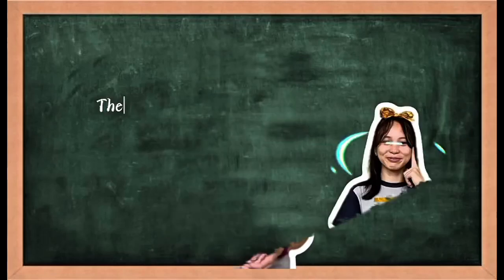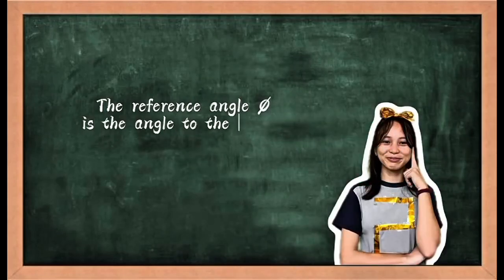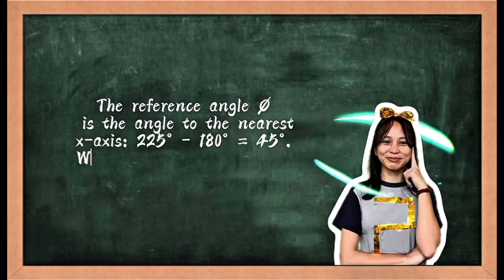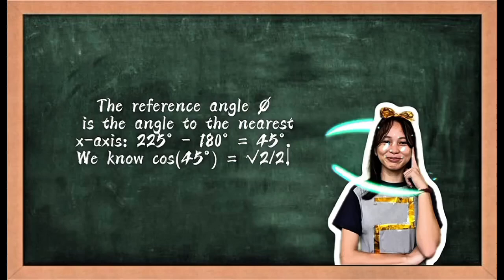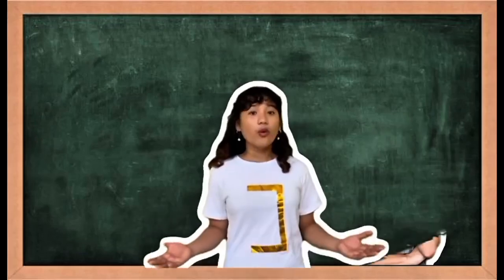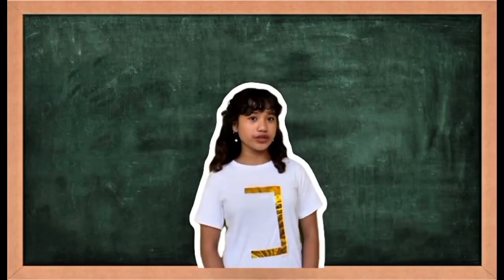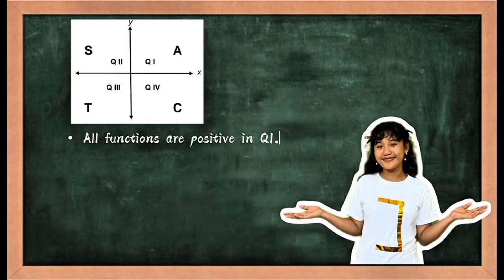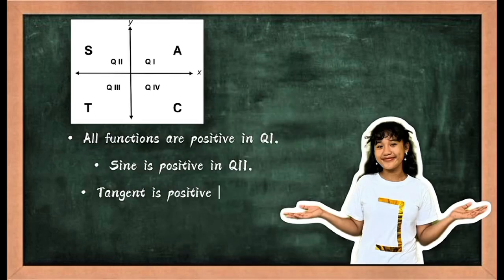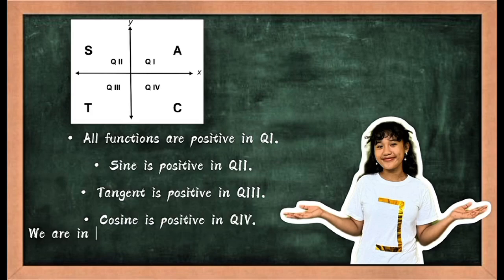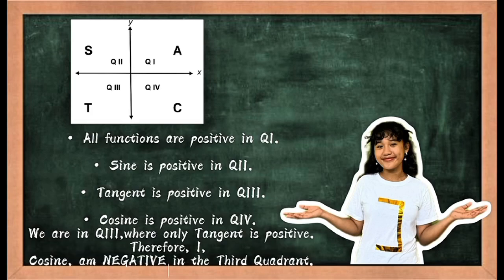Now, the reference angle is the angle to the nearest x-axis. 225 degrees minus 180 degrees equals 45 degrees. We know that the cosine of 45 degrees equals square root of 2 over 2. Now we apply the ASTC rule from the module. All functions are positive in quadrant 1. Sine is positive in quadrant 2. Tangent is positive in quadrant 3. And cosine is positive in quadrant 4. We are in quadrant 3, where only tangent is positive. Therefore, cosine is negative in the third quadrant.